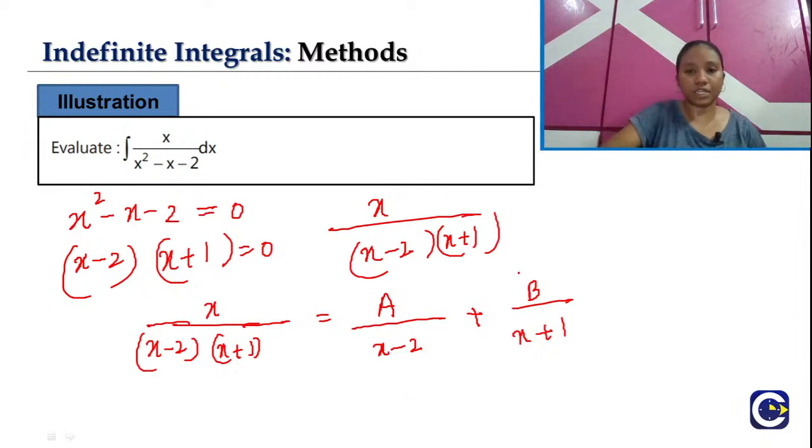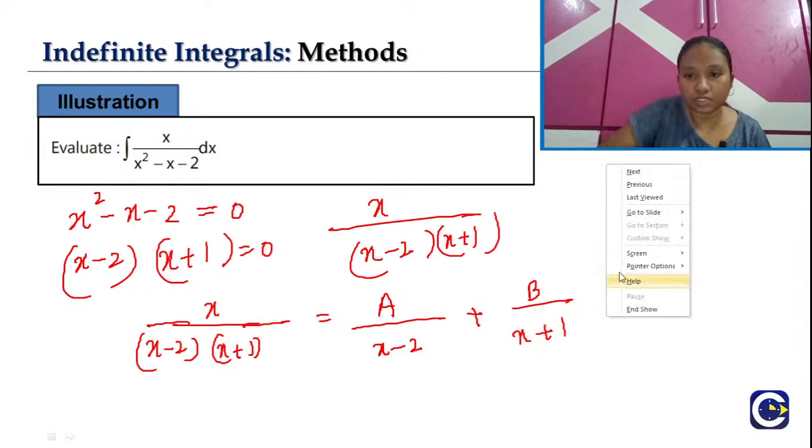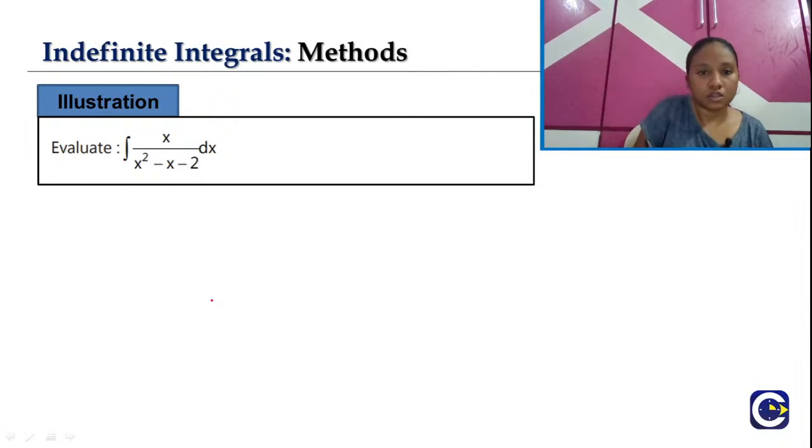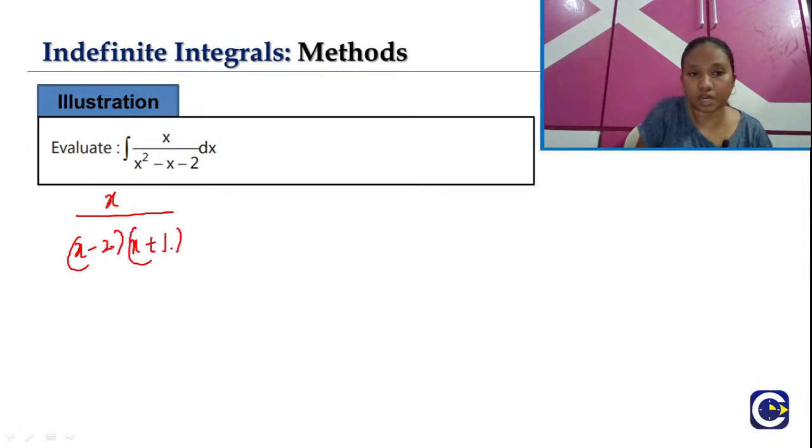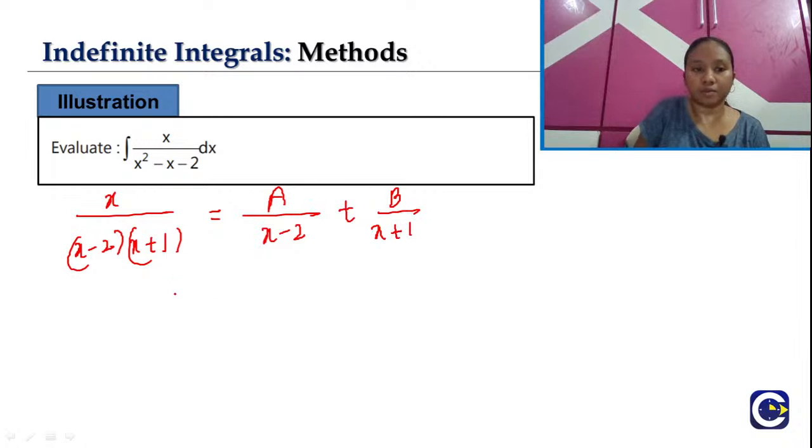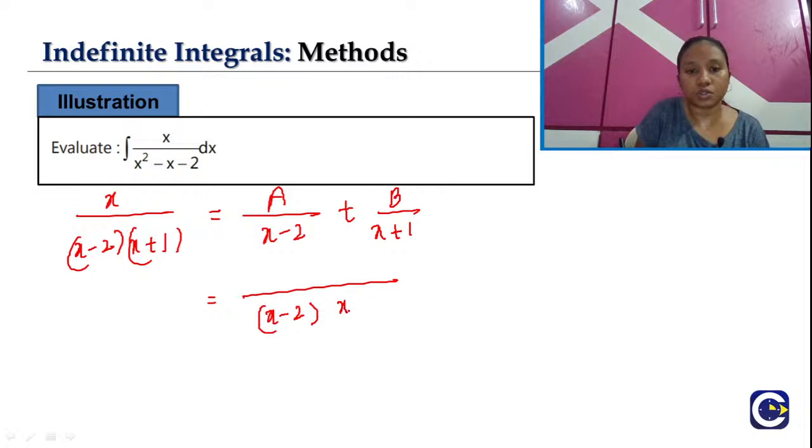Let me simplify it here. I'll just erase here. We have x by x minus 2 into x plus 1 after our factorization of the denominator. This will be expressed as A by x minus 2 plus B by x plus 1. Here we have to find the A and B values. So let's take the LCM on the RHS. It will be x minus 2 into x plus 1. Here it will become A into x plus 1 plus B into x minus 2.